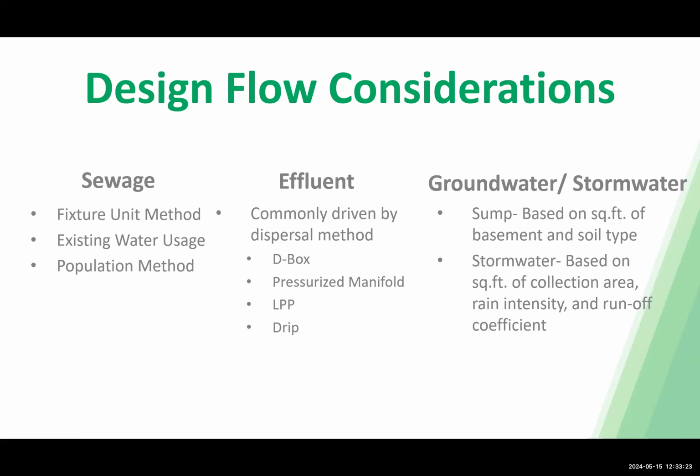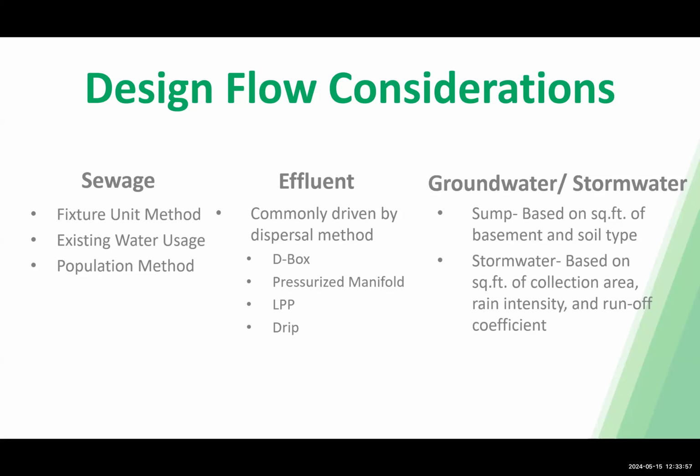Then you also have the population method, which is a newer method that just uses the number of people that you're expecting to be in a building. So for example, if you have a restaurant, you can pull this from charts that you can find online, but typically for restaurants, it's going to be about 10 gallons per day per person. So if you're at 200 people, that's going to be 2,000 gallons per day, and you can use that value to find the gallons per minute that you need.